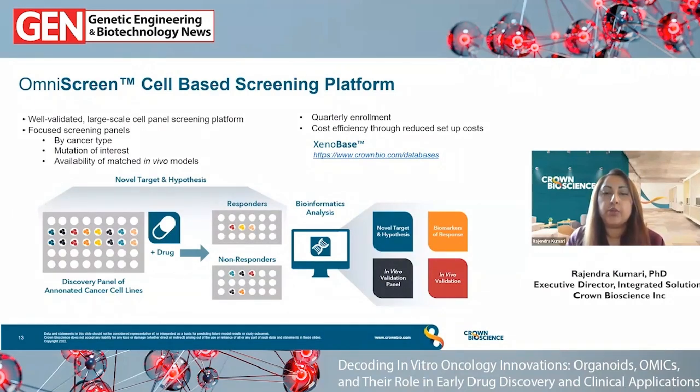You can focus your screening panel based on cancer type, on the mutation of interest, or even the availability of matched in vivo models for downstream studies. There is also bioinformatics support throughout the study to optimize study design, as well as the data analysis. Then you can review your data in real time through our online client portal. By combining the efficacy data with the genomic information of the cell lines, we're able to identify novel targets and also hypothesize on the drug mechanism of action, as well as providing predictive biomarkers. I'll give you an example a little bit later.